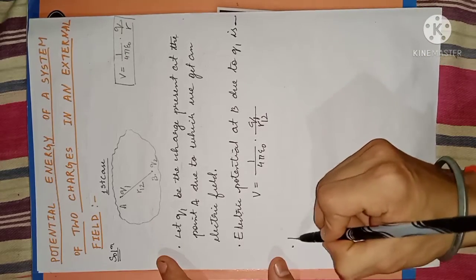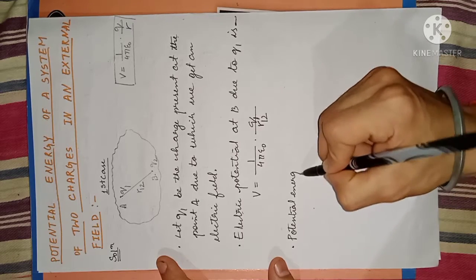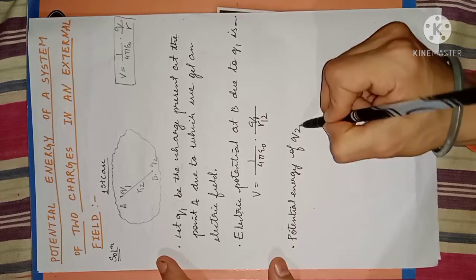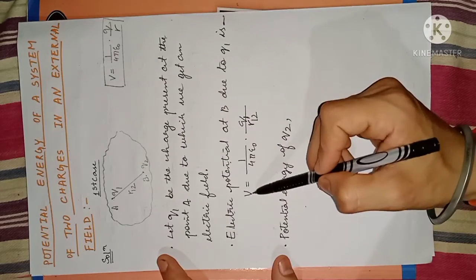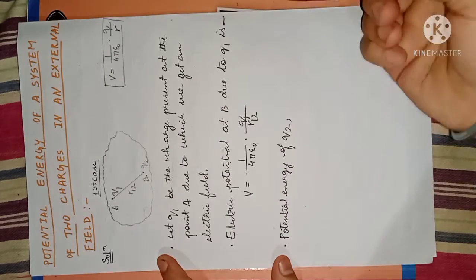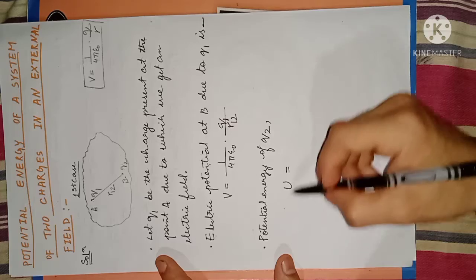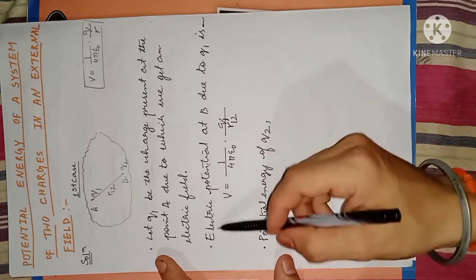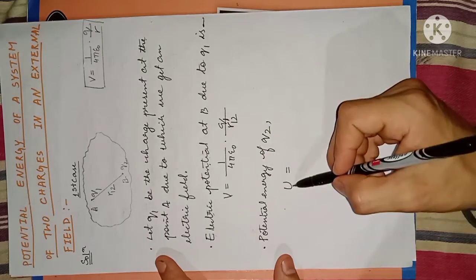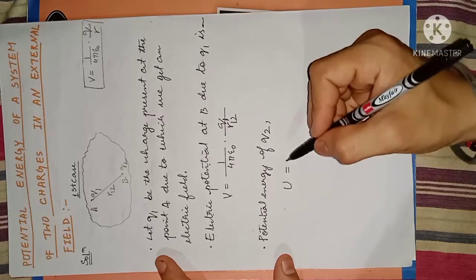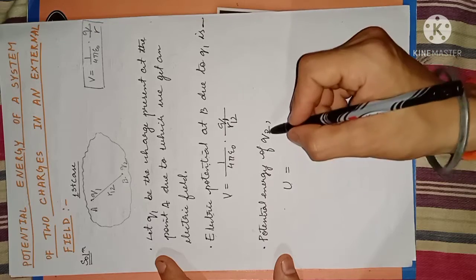Next, we need to find the potential energy of Q2. Now, since we have found the electric potential that is denoted by V, we need to find the potential energy. Potential energy is always denoted by U. We know that there is a difference between electric potential and potential energy. Electric potential means V, and potential energy means U. So U is equal to, that means of Q2.